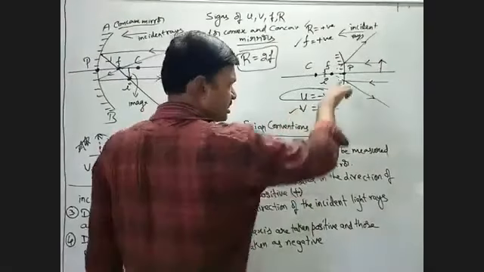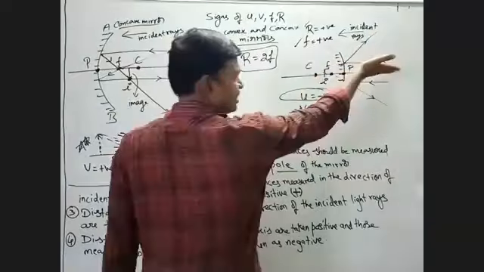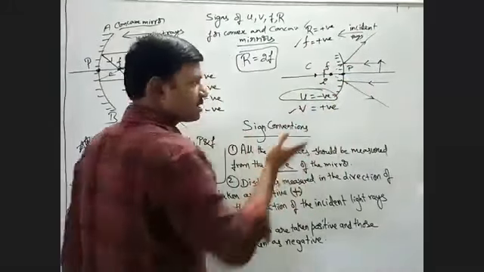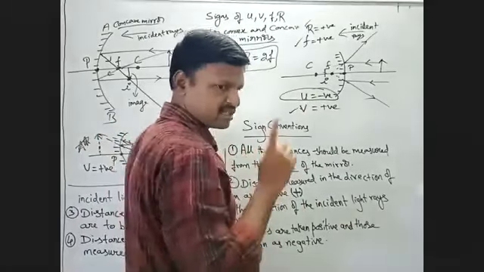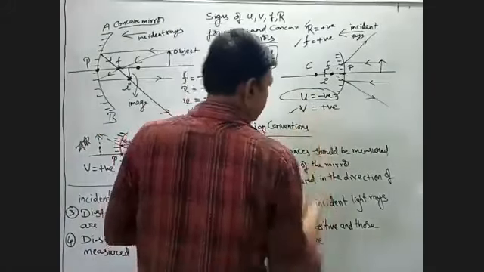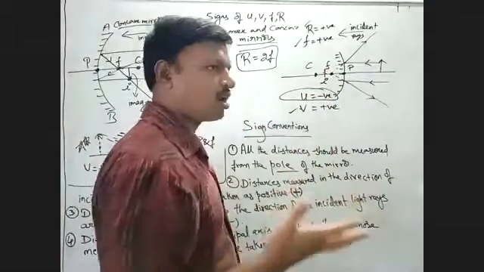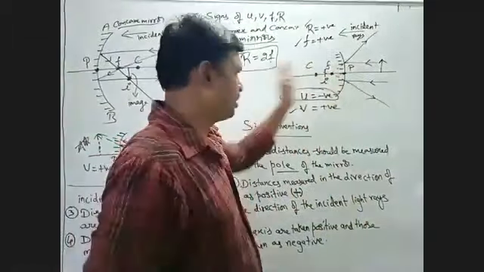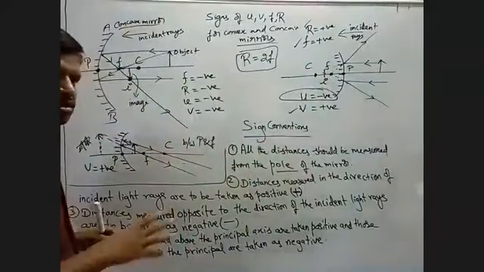Only the object distance, which we measure from here to here in this direction, is taken as negative, with a minus sign. And the image distance will be taken as positive, because for the convex mirror the image is always found behind the mirror. I hope you understood all this.